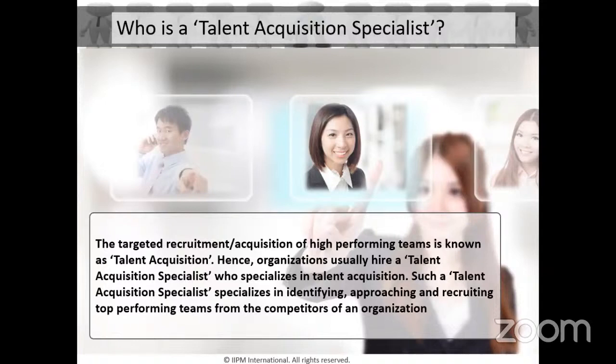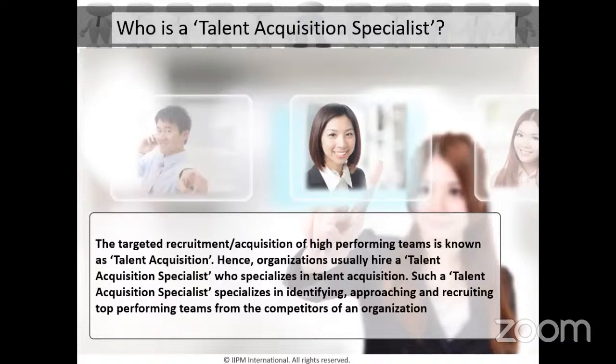So I want to believe that with you going through this module 3 in IIPM under the Global Human Resource Management course, you can look out for the job of a talent acquisition specialist and become one, okay? So that you can be hired to identify and recruit top performing teams with what you know, okay?